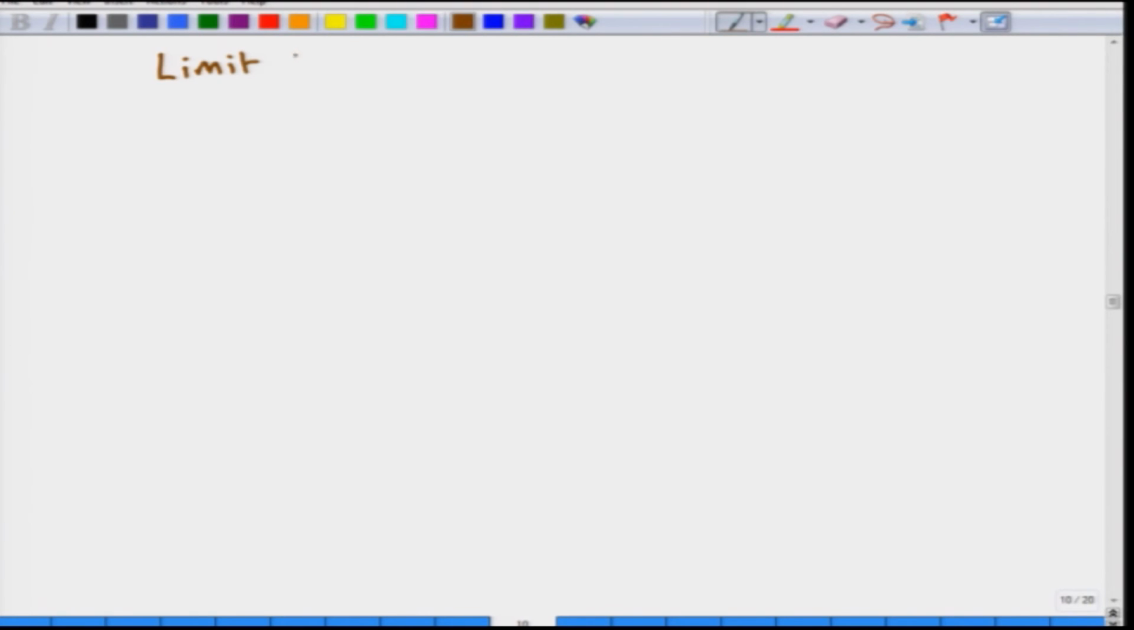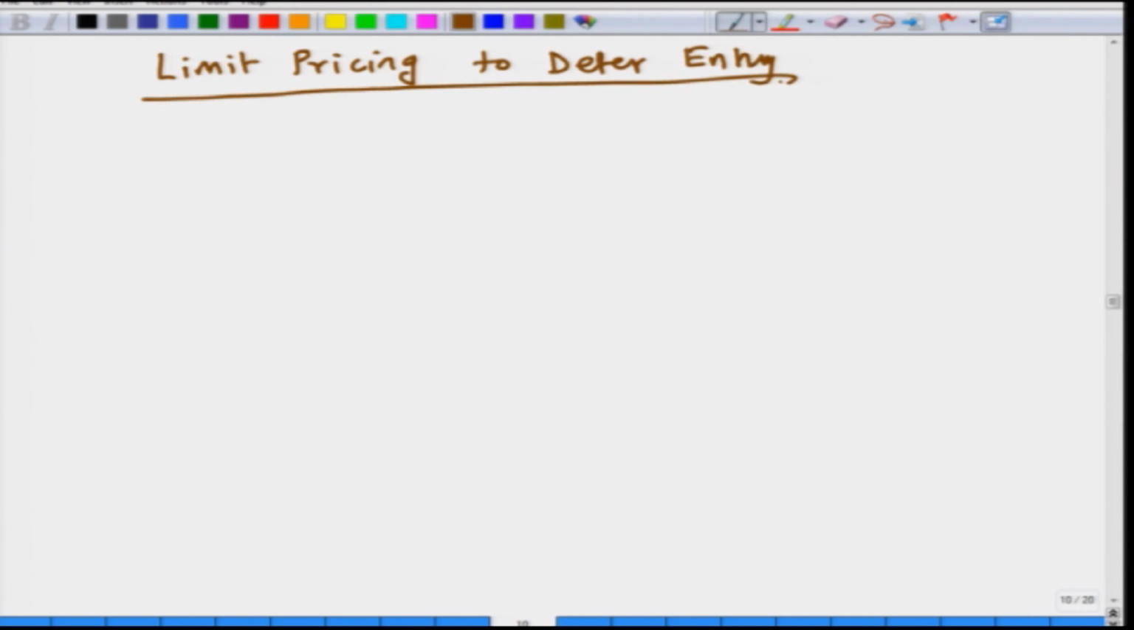Okay. So, let us call this limit pricing to deter entry. In the previous model, the information asymmetry was regarding the entrant's marginal cost. The buyer and the incumbent did not know the marginal cost of the entrant, and C was uniformly distributed between 0 and 100. In this model, it is the entrant who will not know the marginal cost of the incumbent. Okay. So, let us model this game.